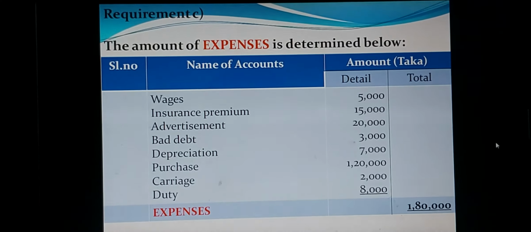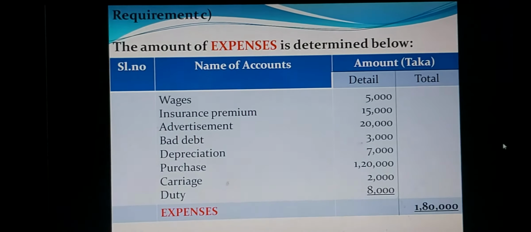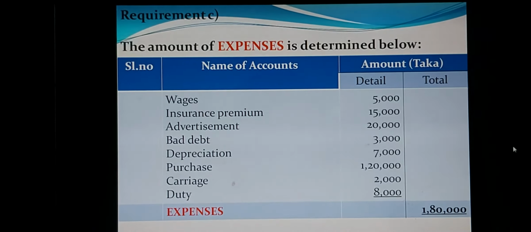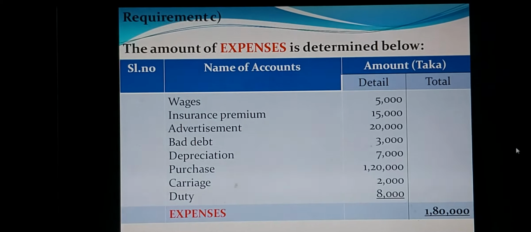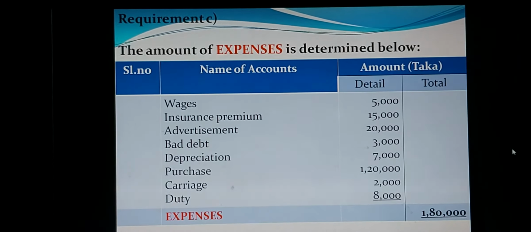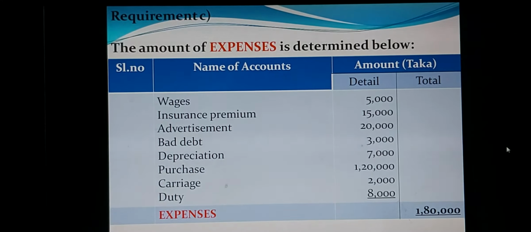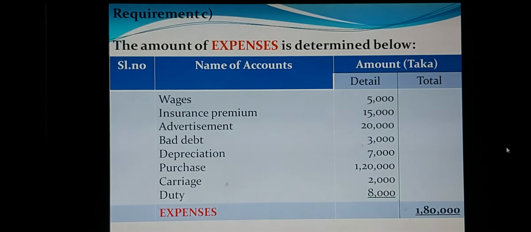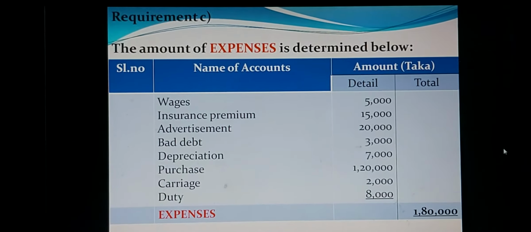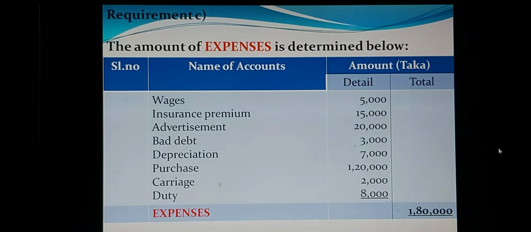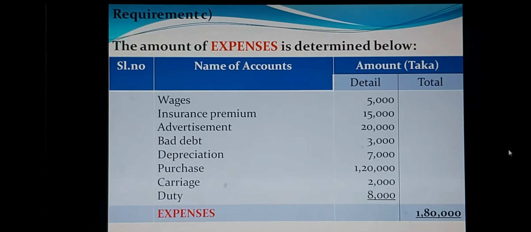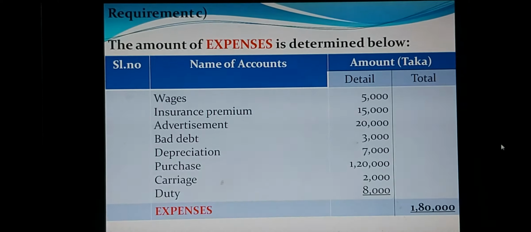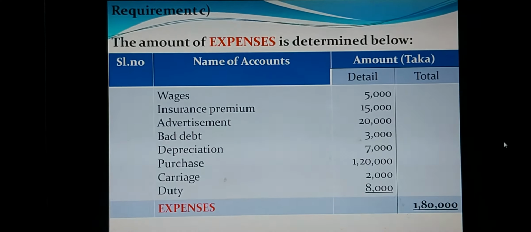Carriage in or carriage out, always carriage or carrying cost of any product, is treated as expenses. Duty or import duty or export duty or excise duty, any kind of duty is always treated as expenses. So in this STEM, total amount of expenses is 1,80,000. I think this answer is written in your copy and matching with the answer.